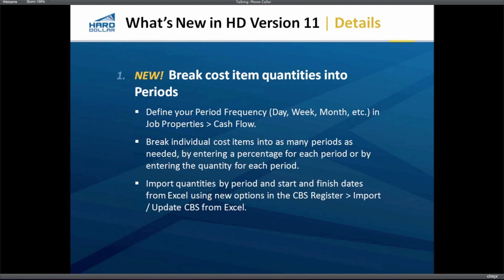Let's start with the first one, break cost item quantities into periods. As you can see here, as we talked about, our periods can be day, week, month, etc. We can break cost items into as many periods as we want, either by a quantity or by a percentage. And we can also import those quantities by period now with some new import from Excel options that we've added. So let's go take a look at that.